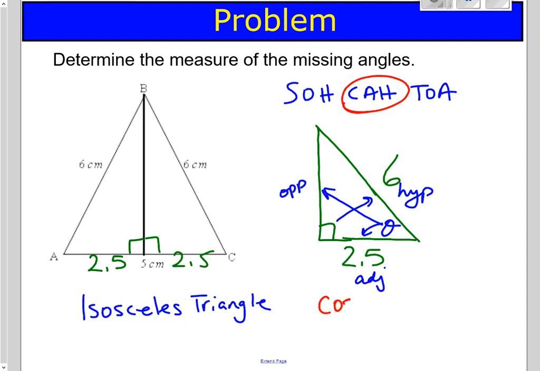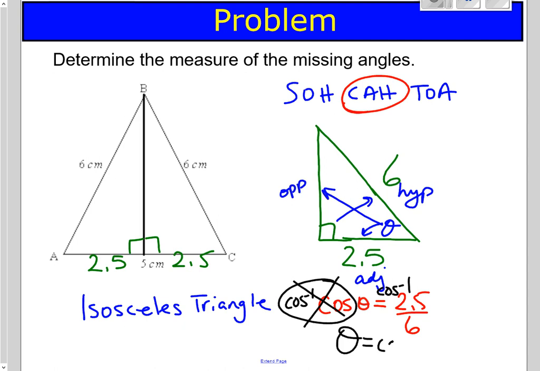So I can say cos theta is equal to my adjacent, which is 2.5 over my hypotenuse, which is 6. Of course, whenever we're looking for an angle, we want theta to be all by itself. To do that, I want to multiply by a cos inverse, because that will eliminate the cos, leaving me with just theta. Cos inverse of 2.5 over 6. And now I need my calculator again. So I'm going to go shift cos bracket 2.5 divided by 6 bracket equals, and I get 65 degrees.